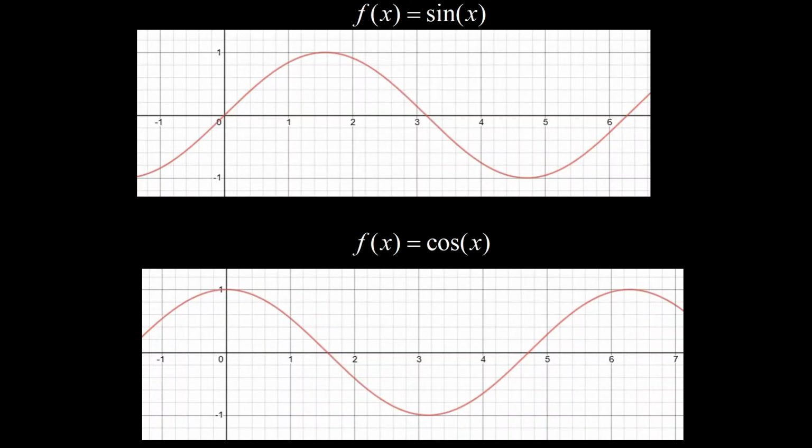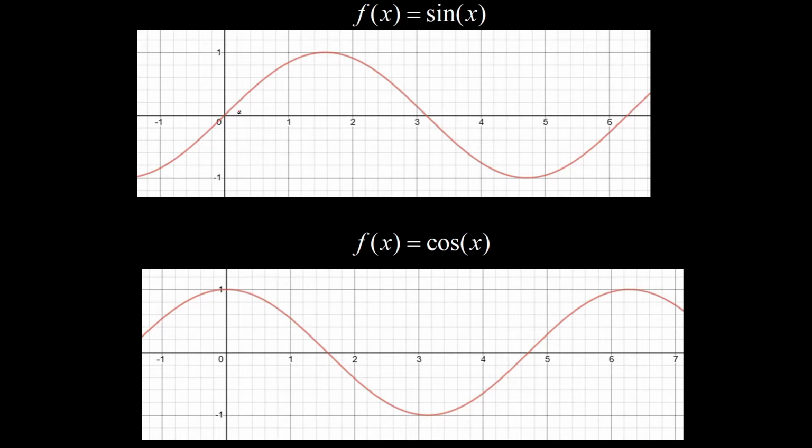So in this lecture, we're going to talk about the graphs of sine and cosine. Now, if you notice, these graphs actually look very similar. They both have this same curved structure. However, they start in different places.